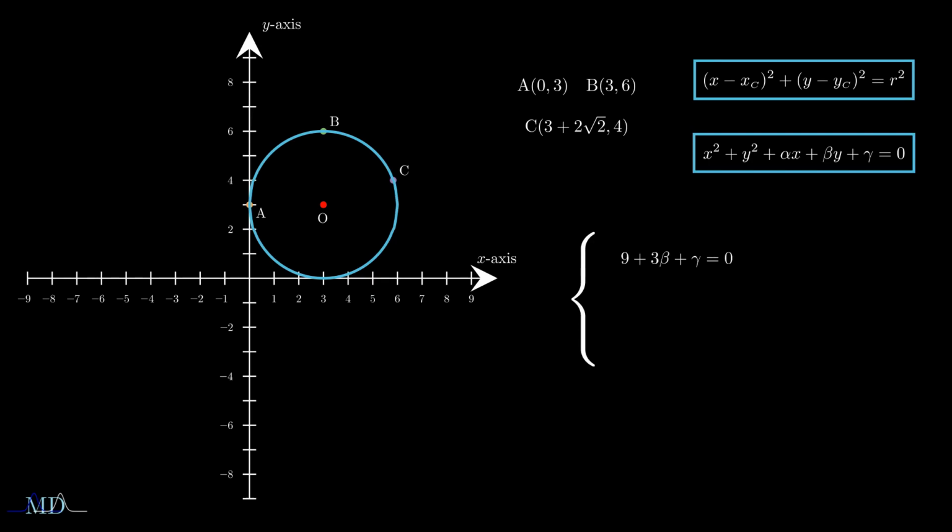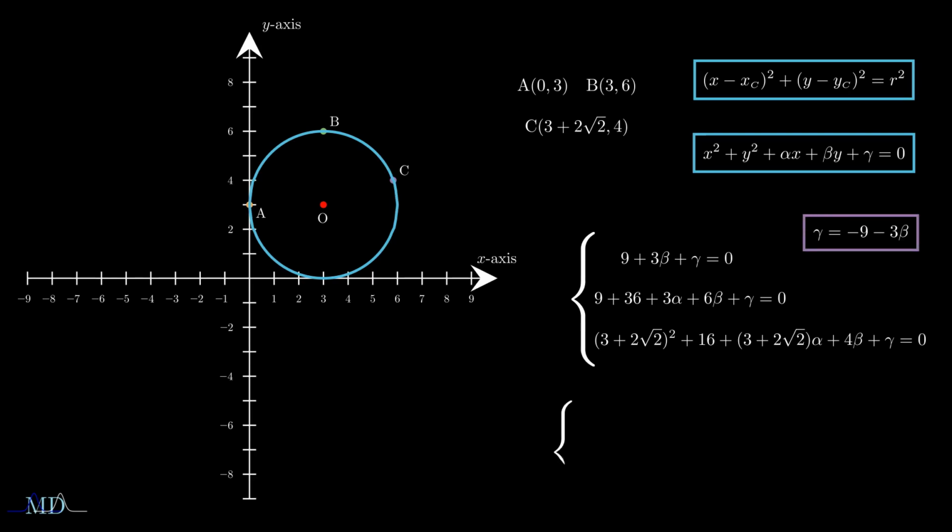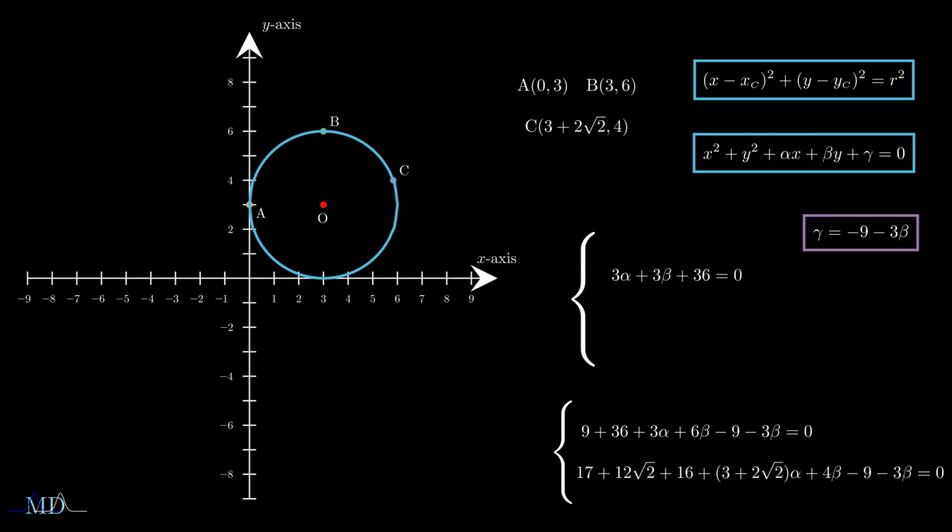We write the system. Then we isolate the variable gamma from the first equation. Now we substitute it in the other 2 equations. We have obtained in this way a system of 2 equations in 2 unknowns. We do some calculations. And the 2 equations are 3 times alpha plus 3 times beta plus 36 equals 0. And alpha times 3 plus 2 times square root of 2, plus beta, plus 24 plus 12 times square root of 2 equals 0.